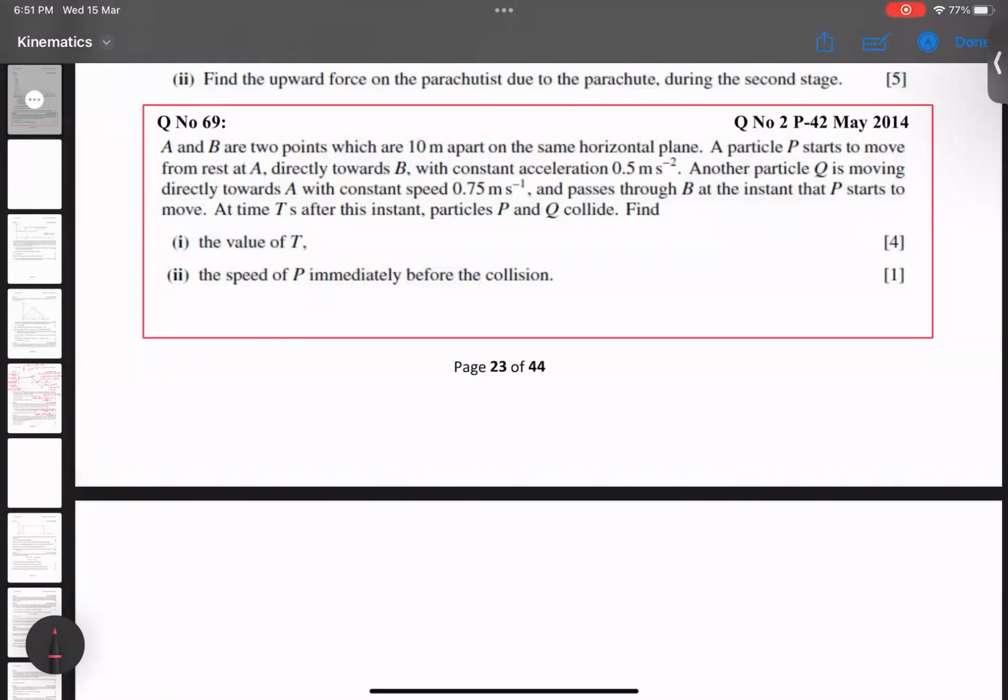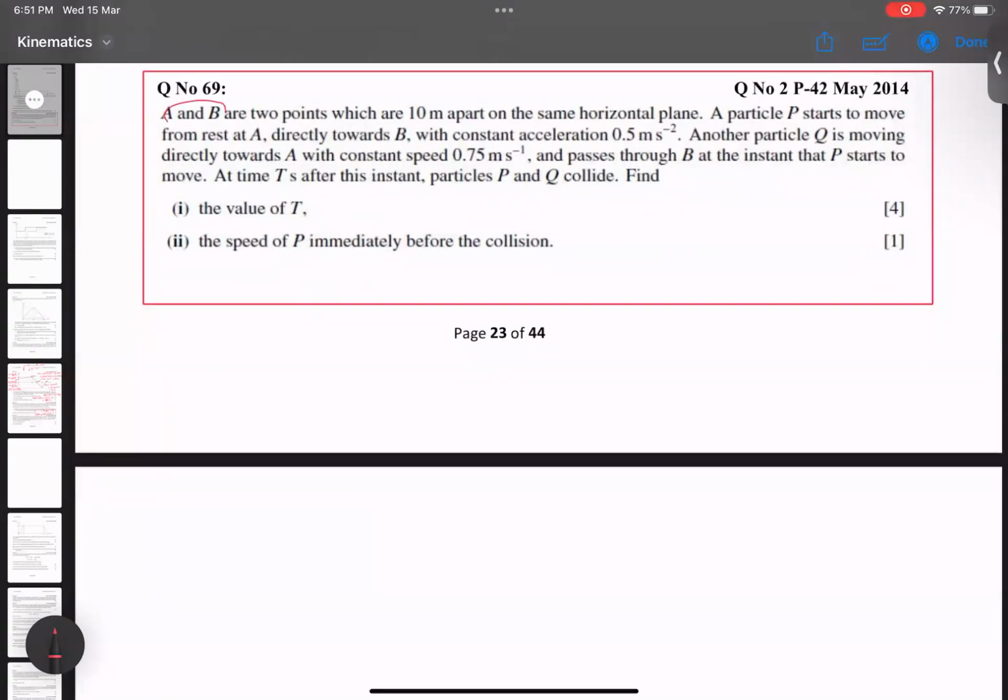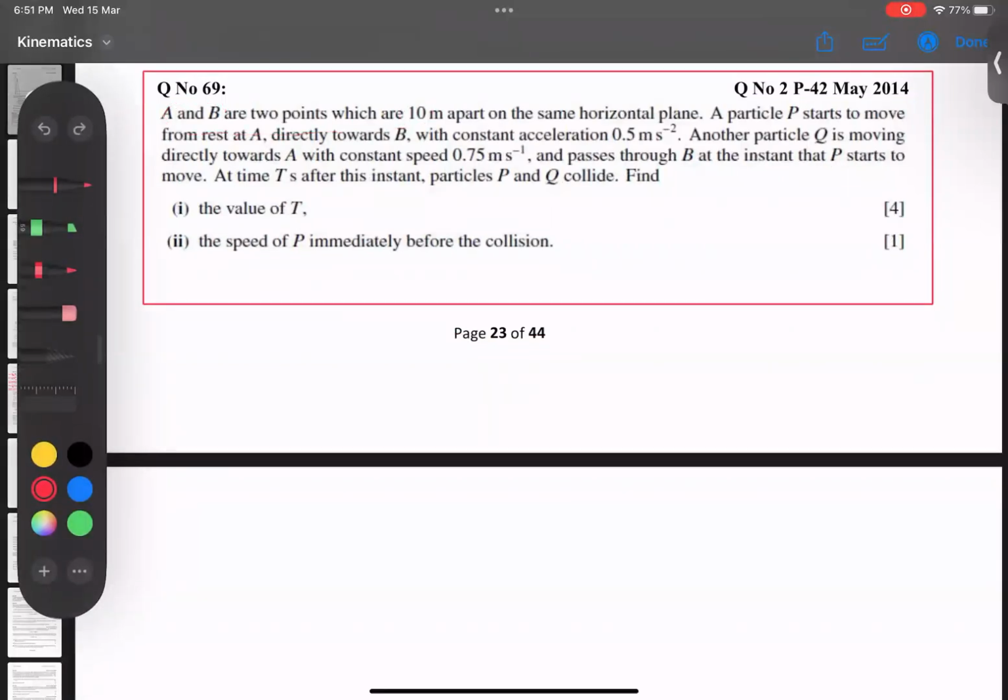Bismillahirrahmanirrahim. This is a June 14 variant 42 question, number 2. What does the question say? A and B are two points 10 meters apart. The gap between the two points is 10. So let's say the gap between A and B is 10. This is A and this point is B, so this is 10 meters apart.